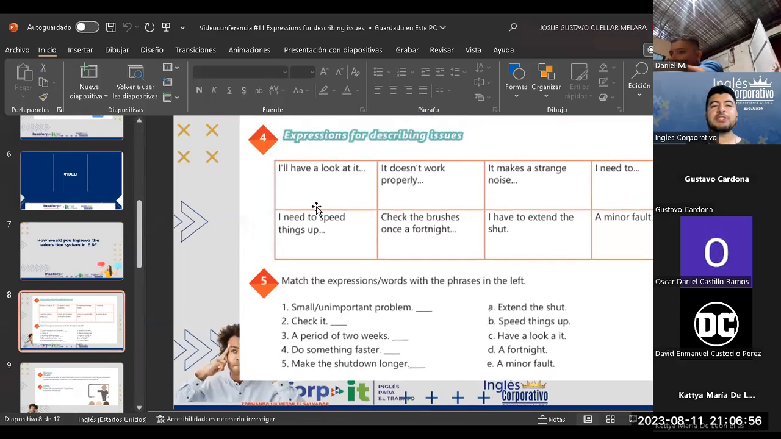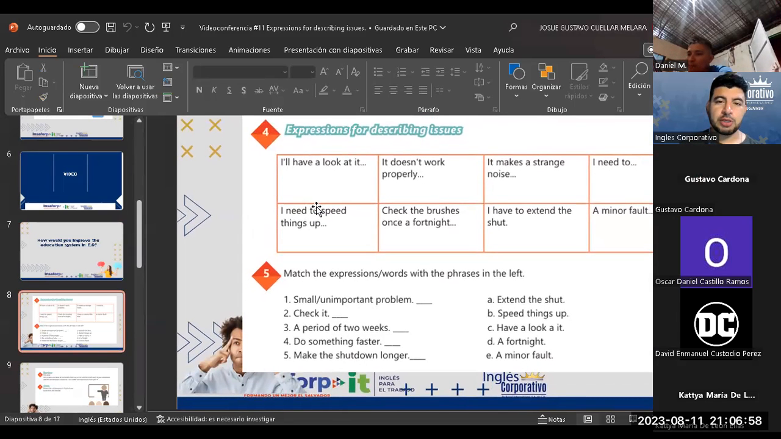Here we have expressions for describing issues. When you say issues, la palabra issues, that word is related to problems, está relacionado con problemas, con dificultades. Okay, so look at this. Number one: I'll have a look at it. Le echaré un vistazo. It doesn't work properly.